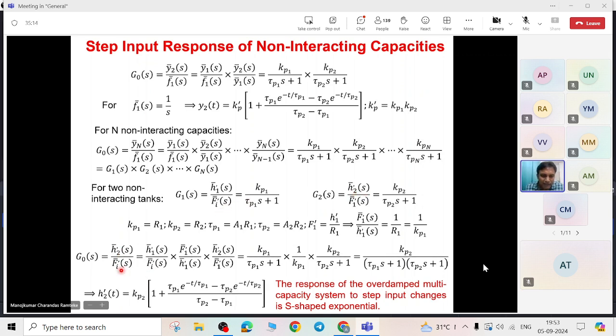See, H2(s) by Fi(s) is nothing but what? H1(s) by Fi(s), that is nothing but this G1. This F1(s) divided by H1(s), this is nothing but this additional term I am looking at, multiplied by this G2(s), which is nothing but H2(s) divided by F1(s). And now you can see this F1(s) will get cancelled out with this F1(s).